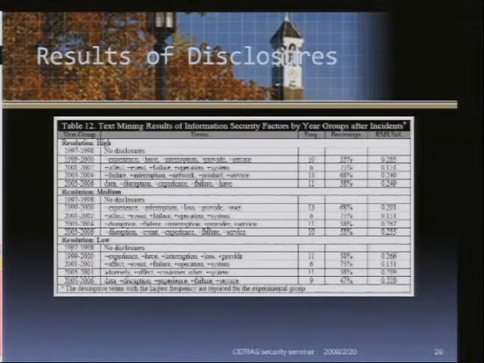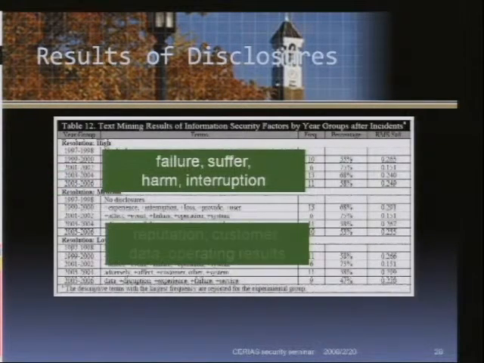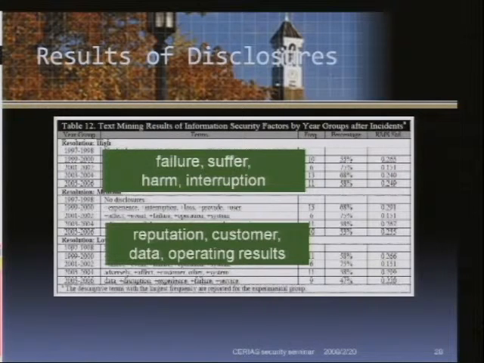And as we can see, there are some negative impacts. The terms, for example, failure and harm, show up in this disclosure, and we also have the subjects that might be affected. Okay, and we also do a trend analysis and see how these disclosures change across time, starting from 1996 or 1997. Okay, so we have the two-year groups from 1997 to 2006. And as you can see, we have failure, server, harm, interruption. And the subjects that might be affected, say reputation, customer, data, operating results.